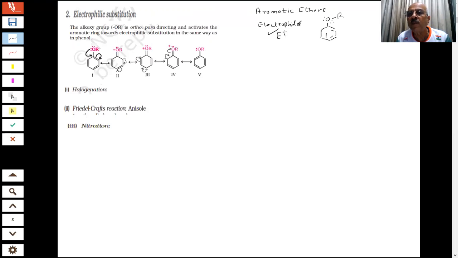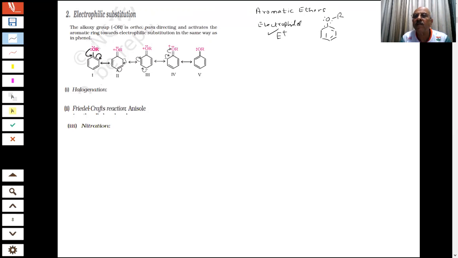Now, what type of group is this? You see the OR group. If you know, the OR group is an electron releasing group. Oxygen. Whenever there is a lone pair of electrons on the atom attached to the benzene ring, the ring has the ability to take those electrons. Benzene ring is an electron sink. It will take the electrons if they are present on the atom on top of it.